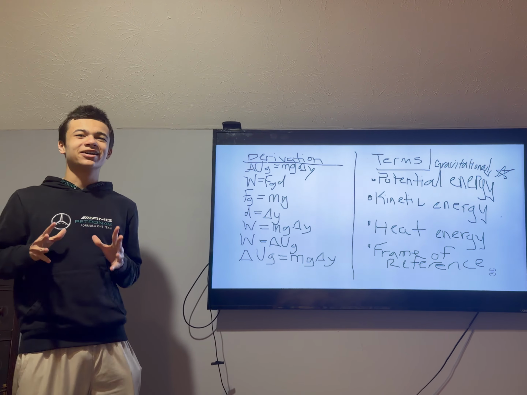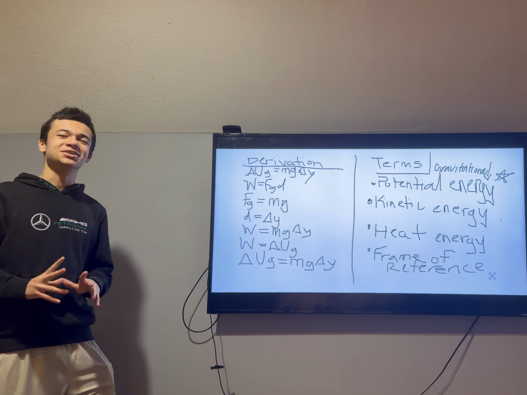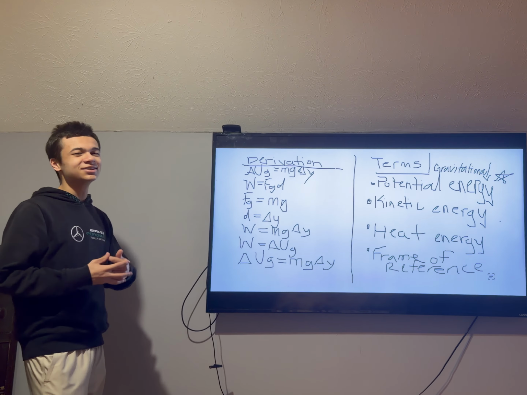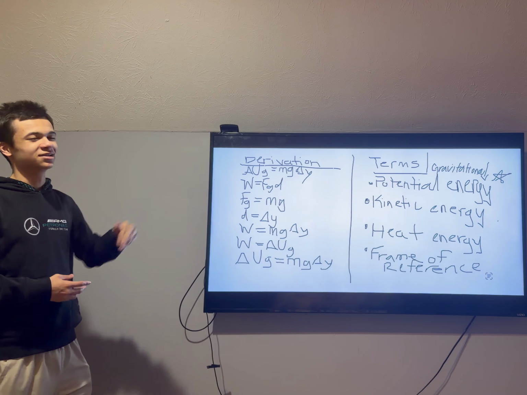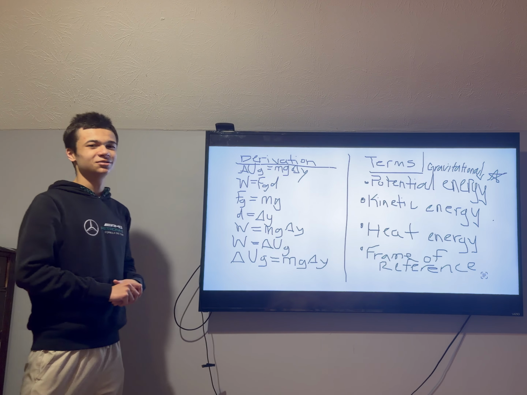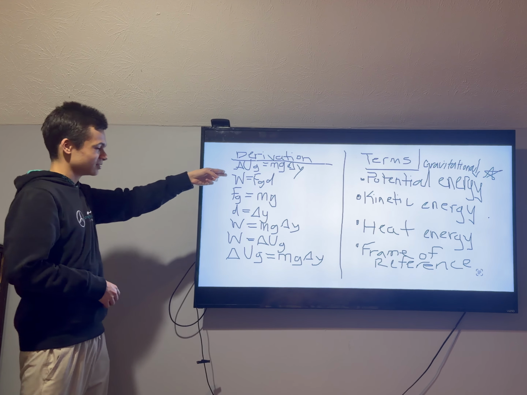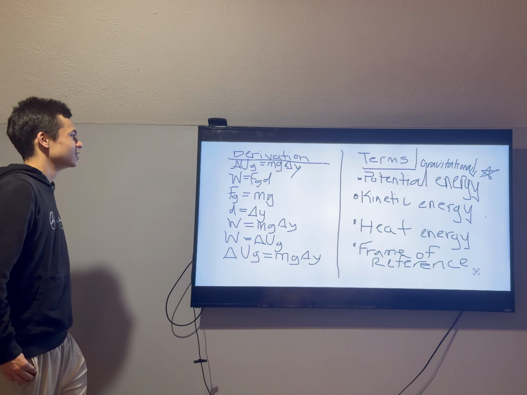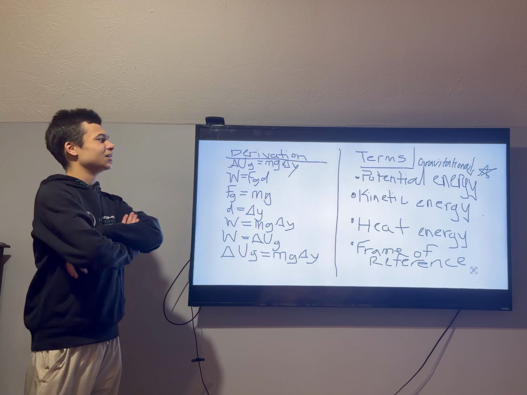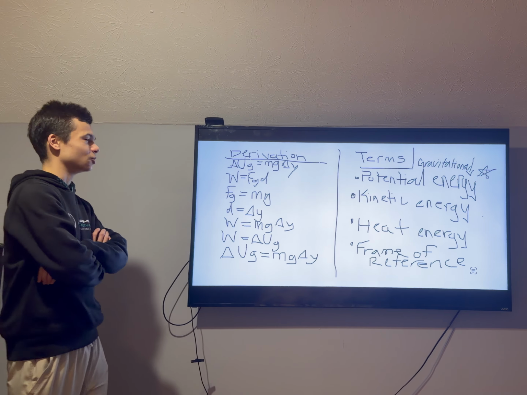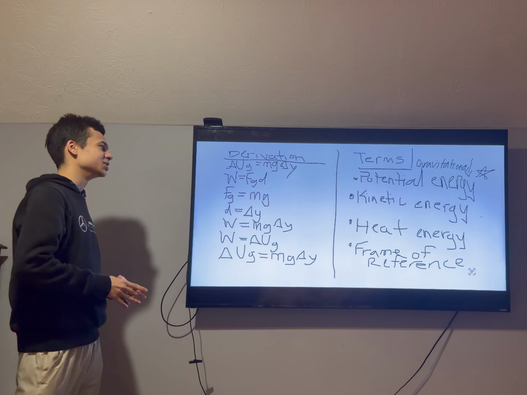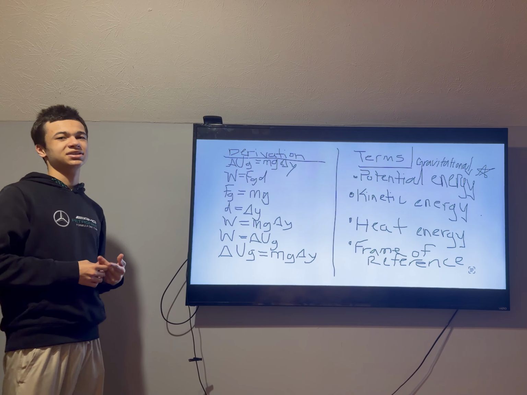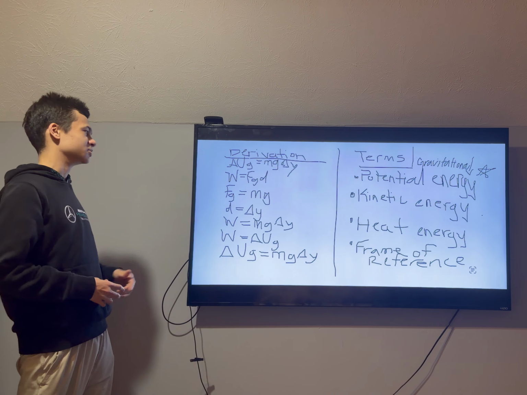Okay, so now we're going to derive the equation for gravitational potential energy. As you can see here, we have the equation for gravitational potential energy, which is delta U subscript g equal to mass times little g times the change in y, okay? So first we're going to start off with our good old work equation, which is W equals Fd, but since it's the force of gravity, it's F subscript g.